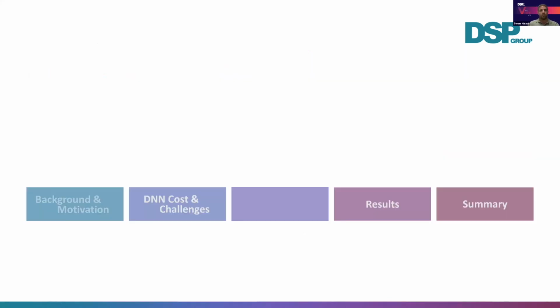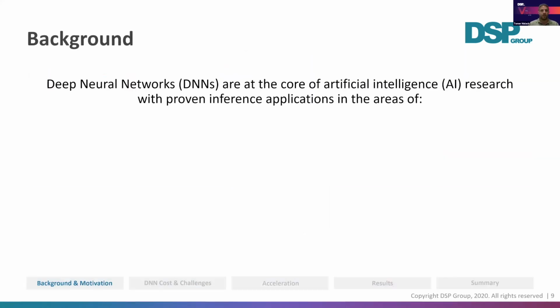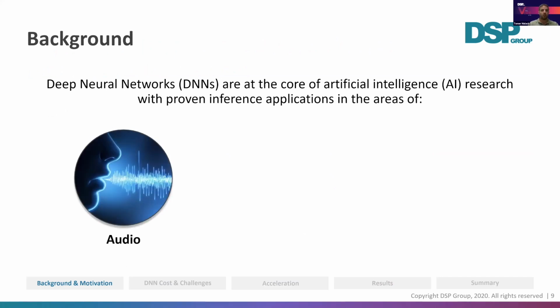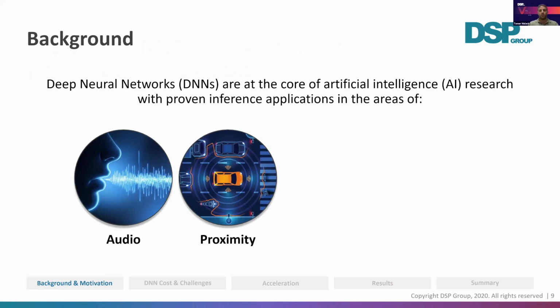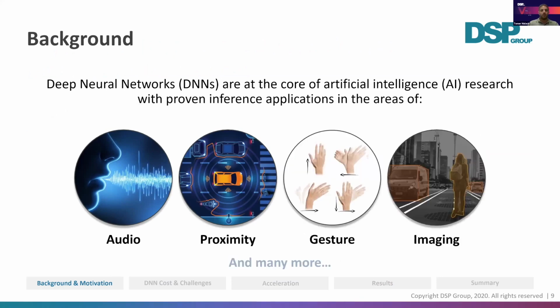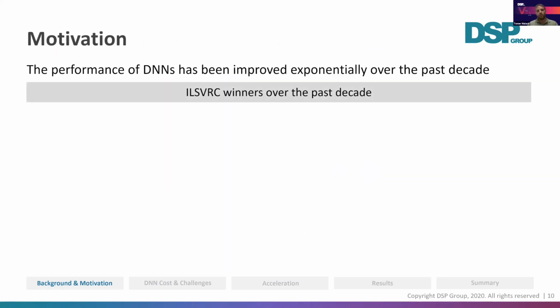So let's start with a background. Deep neural networks, as I'm guessing most of you are aware, have been at the core of AI research for many, many years. They have many applications and are used in a wide range of areas. They're used for analyzing audio, proximity, gestures, imaging, and many, many more fields. And the motivation and interest to use them can be demonstrated using the ILSVRC winners over the past decades.